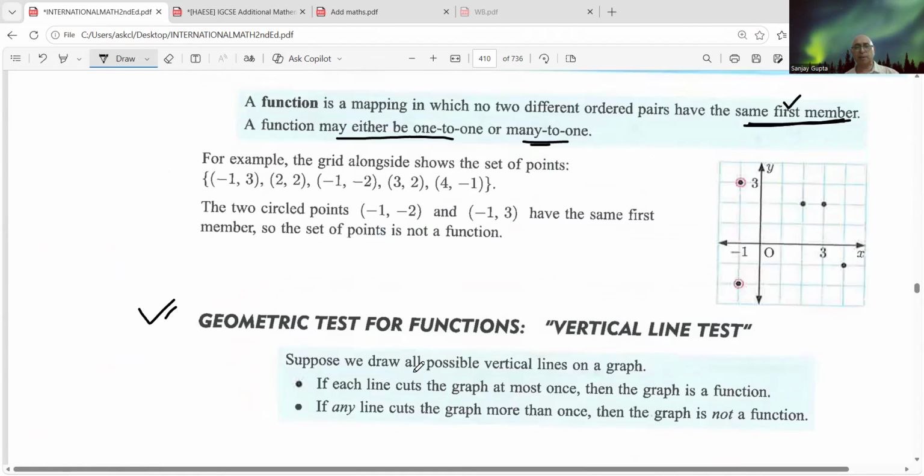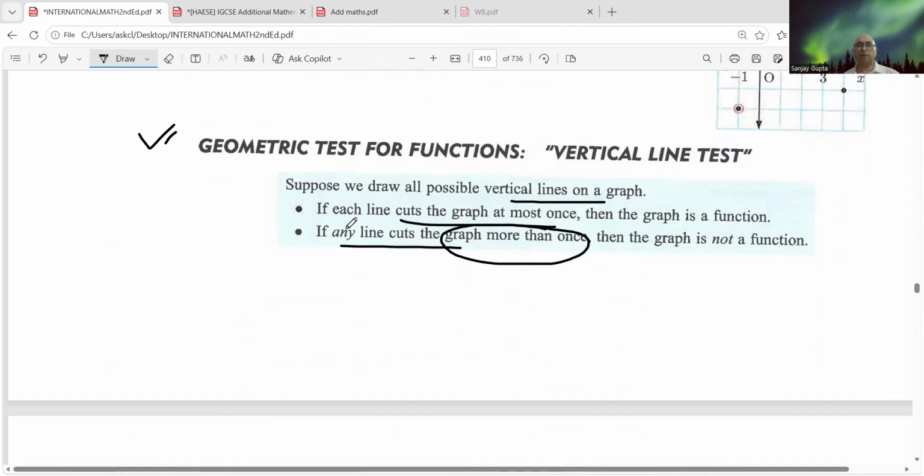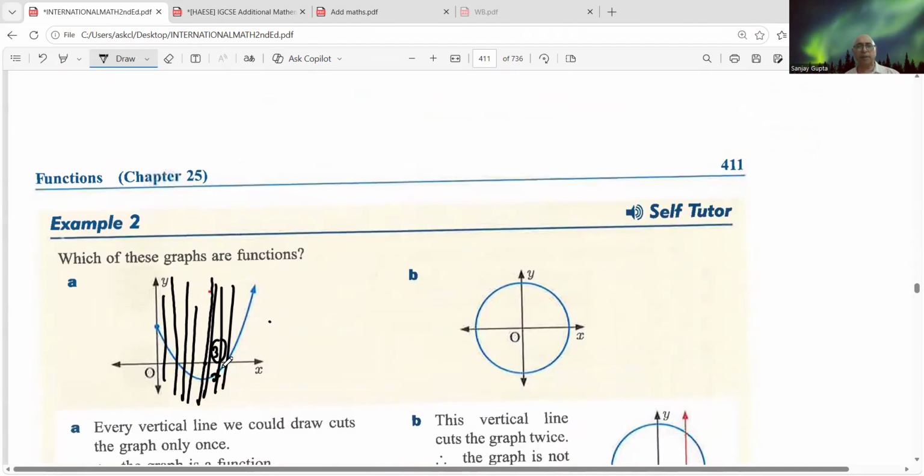Right? So the test is like this. Suppose we draw all possible vertical lines on the graph. If each line cuts the graph at most once, then the graph is a function. If any line cuts the graph more than once, which means for the same x value we are having more than one y value, the graph is not a function. So the very idea that for a given x we cannot have more than one y value makes us draw vertical lines, because then we are fixing the x and trying to see whether, for that given x, there is more than one y.